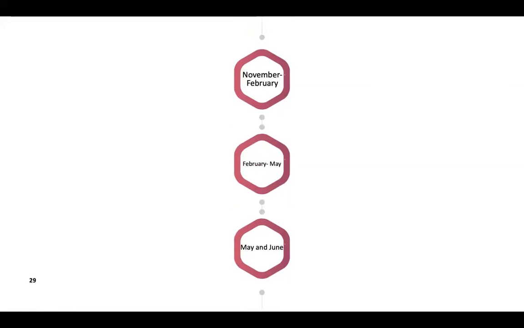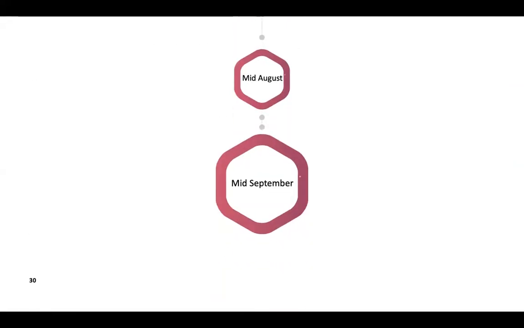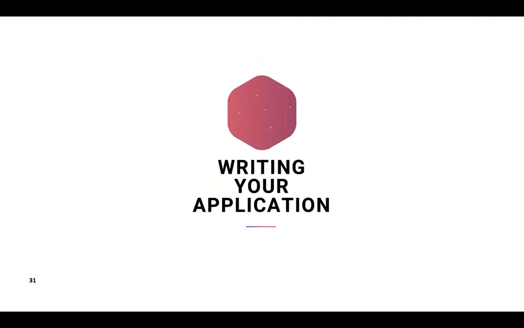Okay, next. Between November and February is when you have your interviews, and between February and May, anytime in that period, as I said, you can get your offers. Then in May and June, you're sitting your A-levels. In mid-August you get your results, and that's when you know which university you're going to. And then in mid-September, usually the third week of September, you start university.